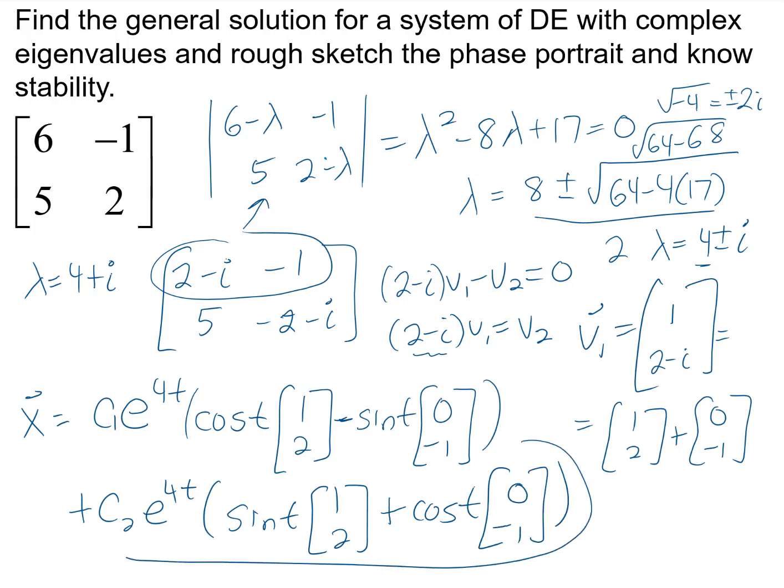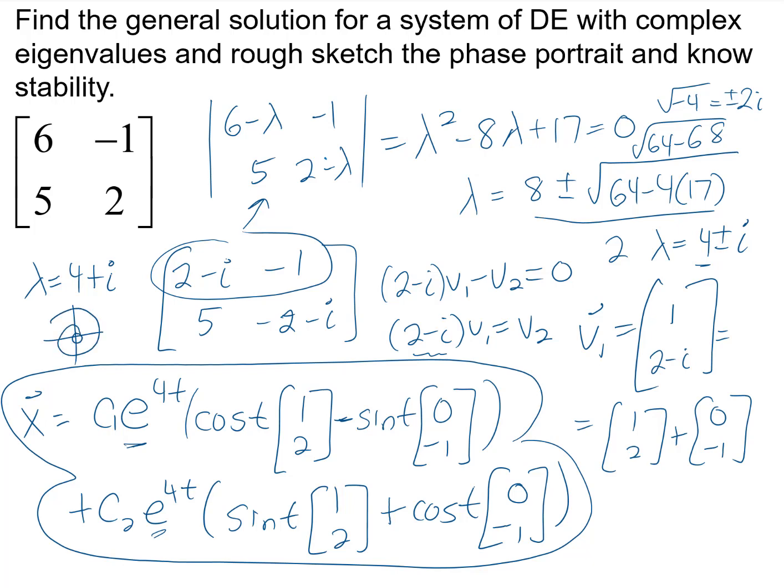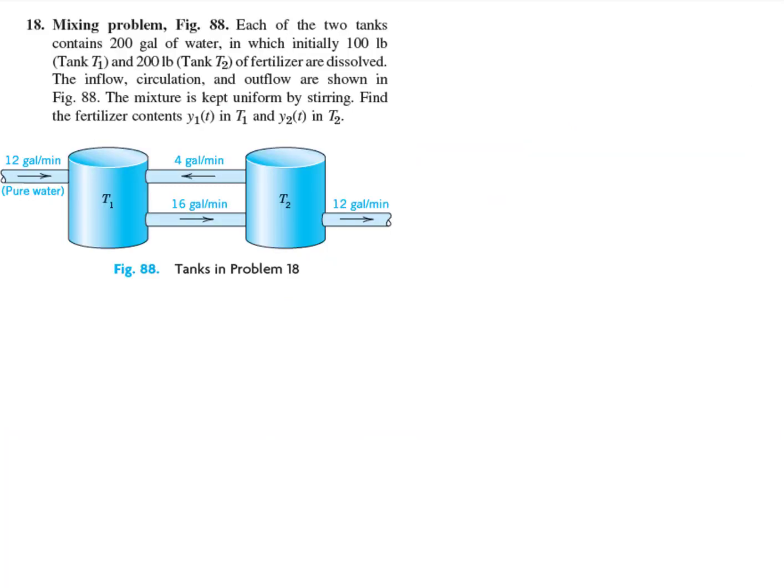So here is our solution. And we know when they have e to the something t's and cosines and sines, they want to go around circularly, but here the amplitude is going to be increasing, and so these are going to be spiraling out. You could do a couple different ones that came out, and that is going to be unstable. Okay, let's look at our last one, which is a modeling problem with two tanks.